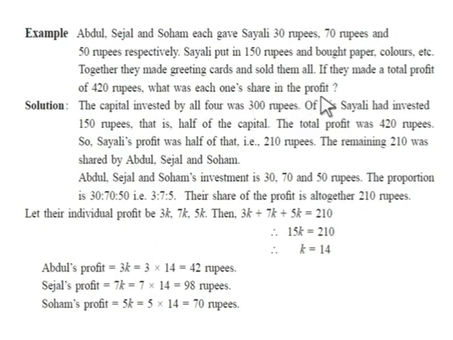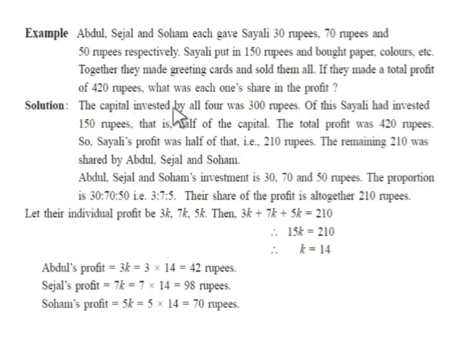Now from the example it is clear that these four friends, that is Abdul, Sejal, Soham and Saili, collected some money, bought some material, made greeting cards and sold them, and they made a profit of 420 rupees. Now we have to find the share of each one in the profit. So for that, first we have to find the total investment. So let us see the solution.